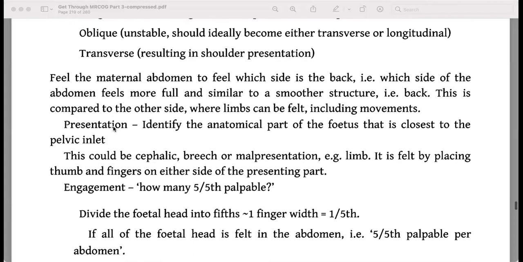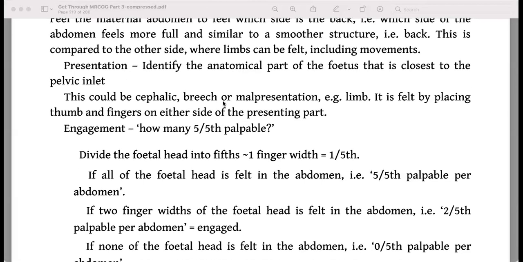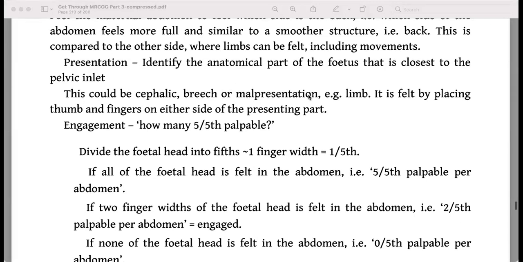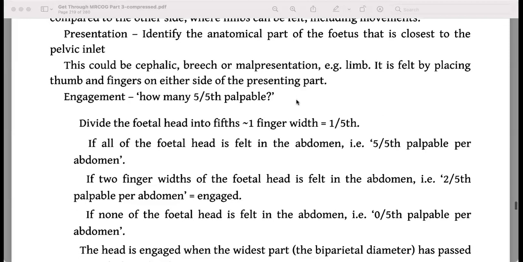Okay, feel the maternal abdomen to feel which side is the back, which side of the abdomen feels more full and has a smoother surface. This is the back, compared to the other side where limbs can be felt, including movement. This, of course, will be the face side. Presentation: identify the anatomical part of the fetus which is closest to the pelvic inlet. This could be cephalic, breech or malpresentation. The presenting part is felt by placing the thumb and finger on either side of it.